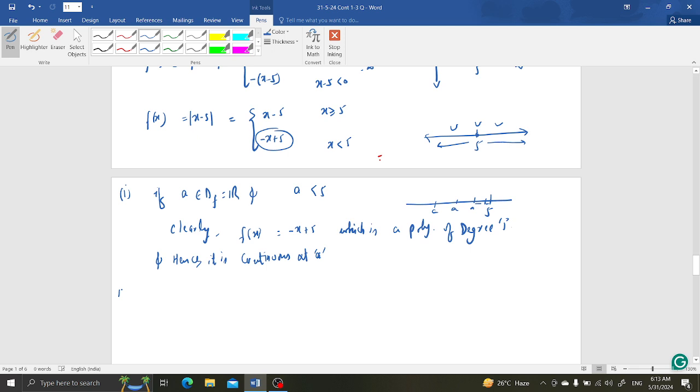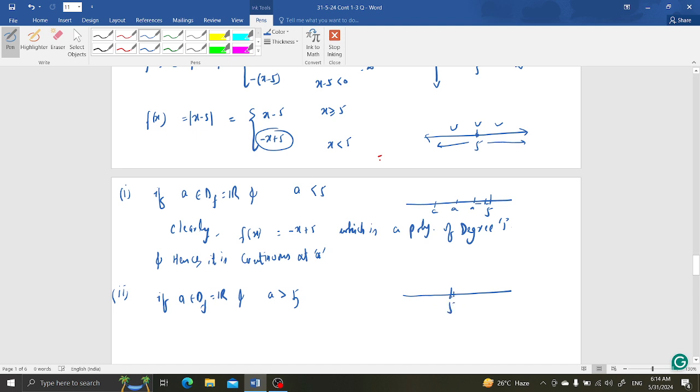Same thing we can do for the second one, that is if a belongs to R, but the restriction is a is greater than 5. A is greater than 5, a equal to 5 I'm not taking, because the breakage is at 5, so it may be discontinuous at 5, or may not be discontinuous, but definitely if 5 is here and a is greater than 5, then it should be here.